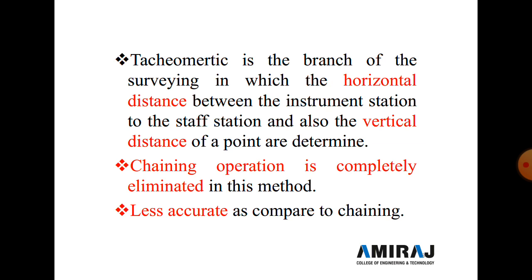Now chaining operation is completely eliminated in this method. Here we use a measuring tape for small measurements, but chaining is not required for finding out the horizontal distance between the 2 points. This method is less accurate as compared to chaining operation, because if we make a small mistake in measuring the horizontal angle or vertical angle, it makes a big mistake in the measurement of the horizontal distance as well as the vertical distance.